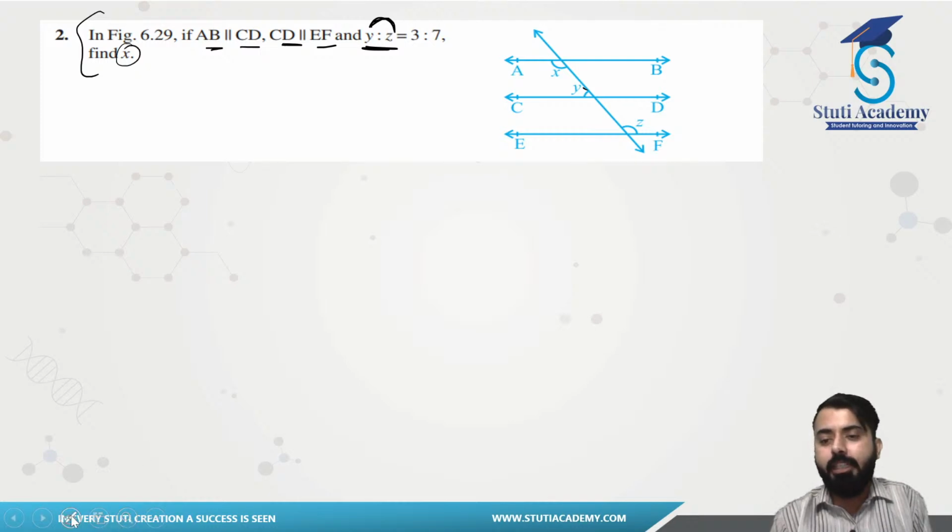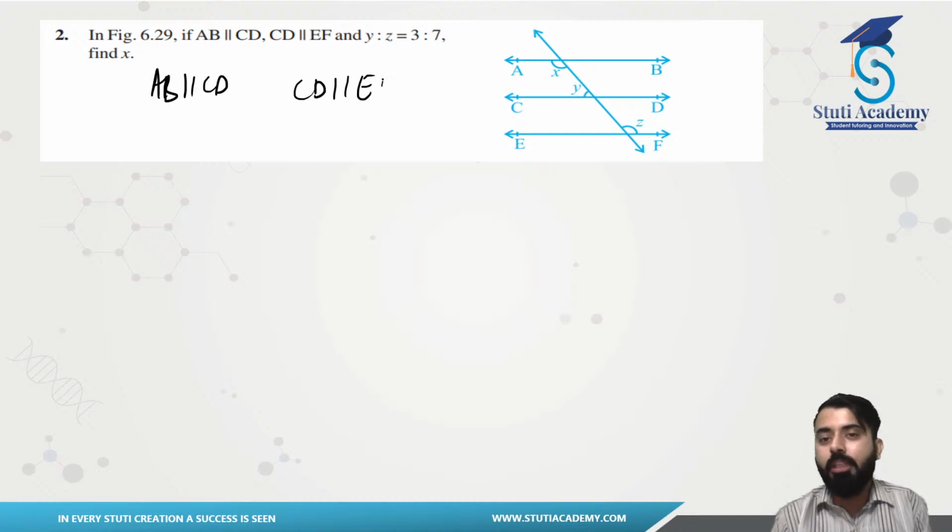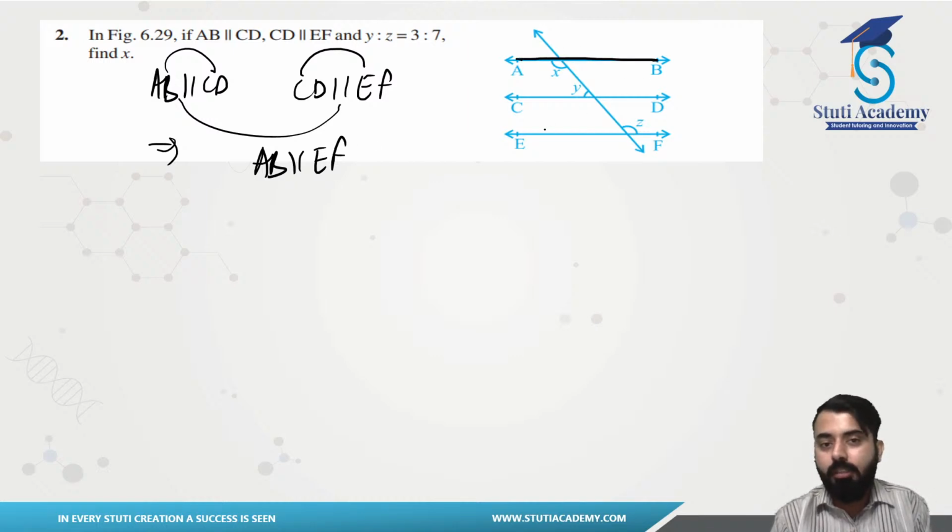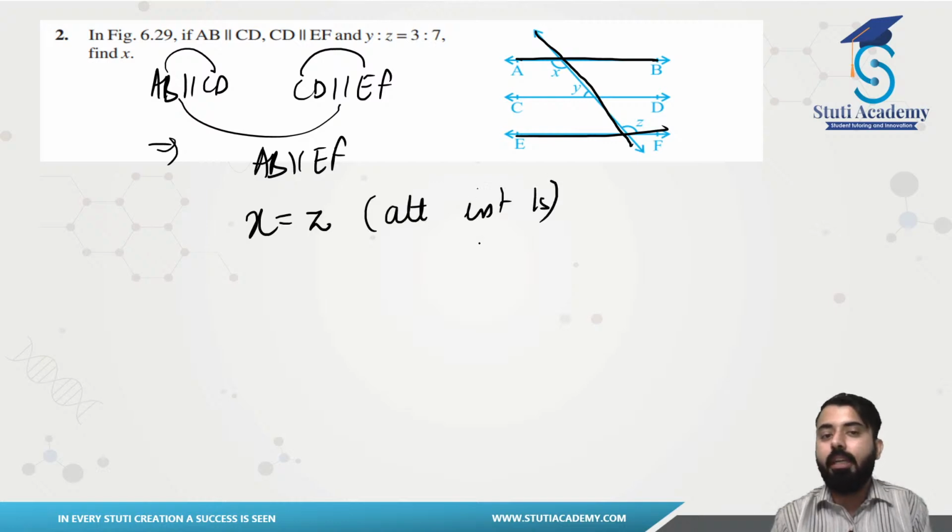I think we have already done this one, or might be. So see, I know AB is parallel to CD and CD is parallel to EF. Therefore, if AB is parallel to CD and CD is parallel to EF, then AB is parallel to EF. So if AB is parallel to EF and this is the transversal right here, you see x will be same as Z, alternate interior angles.